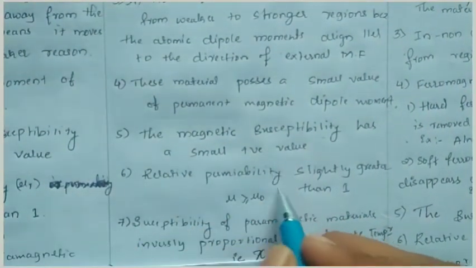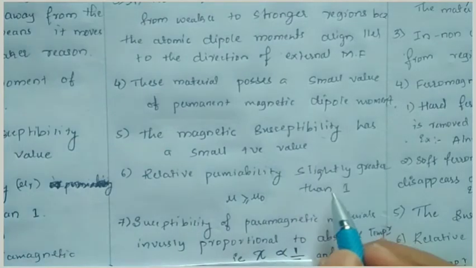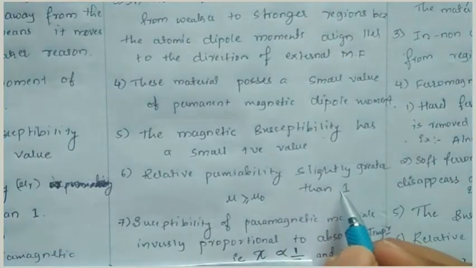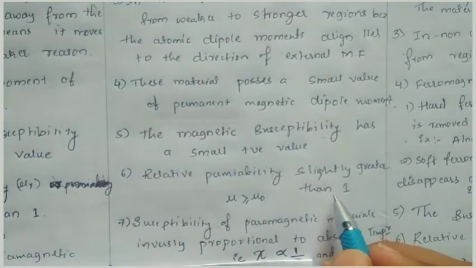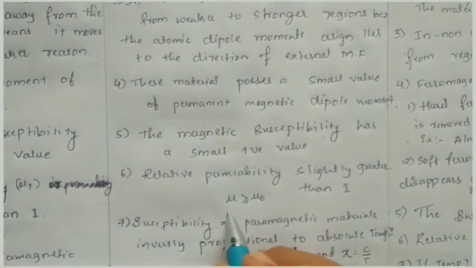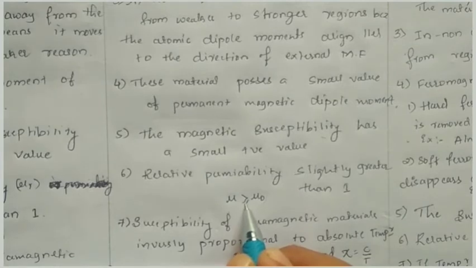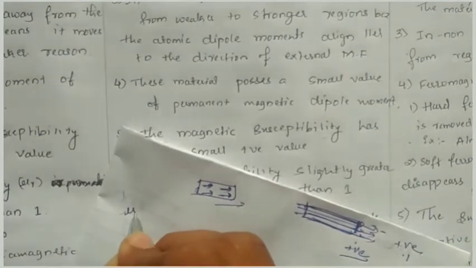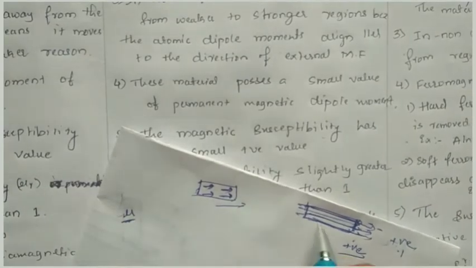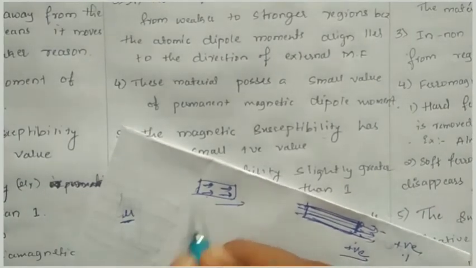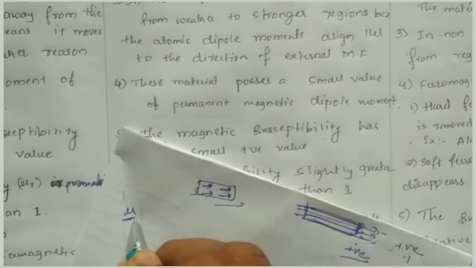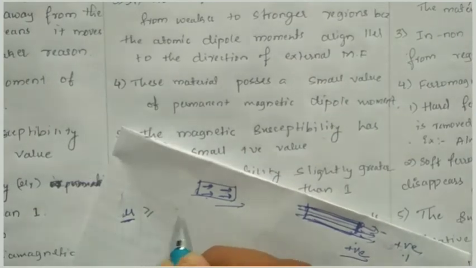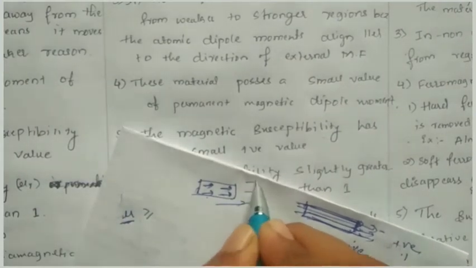And next, relative permeability is slightly greater than 1. I already told you the permeability is also greater than 1, and here mu is slightly greater than mu naught. So the permeability of paramagnetic materials is greater than the permeability of vacuum.